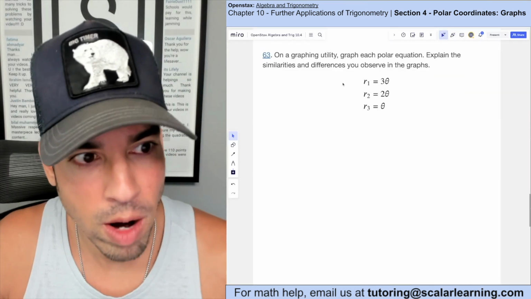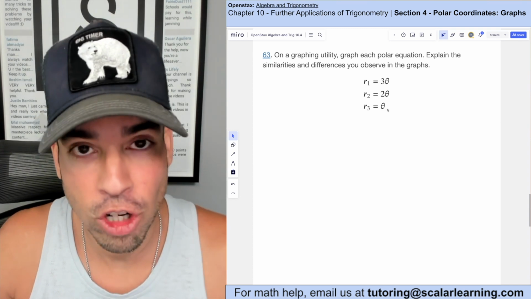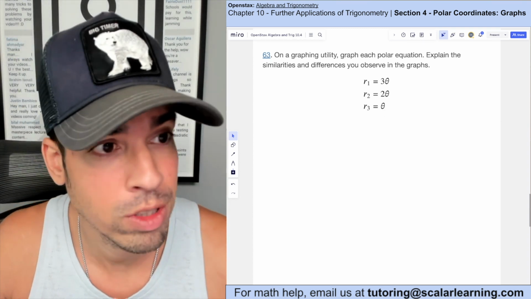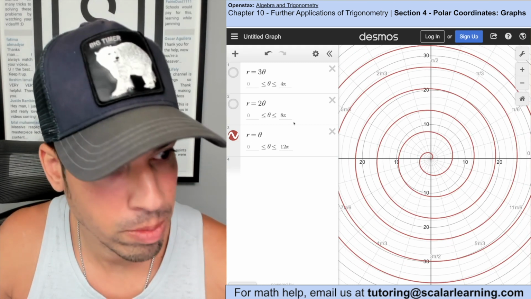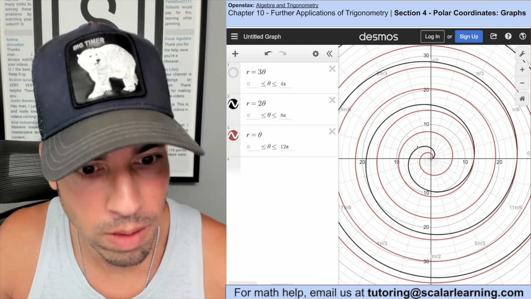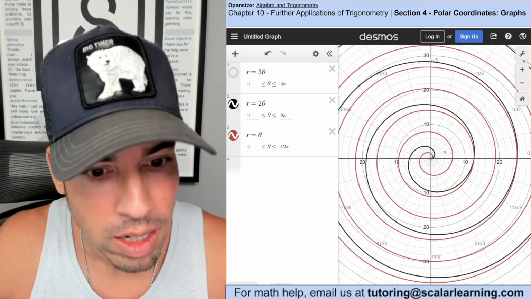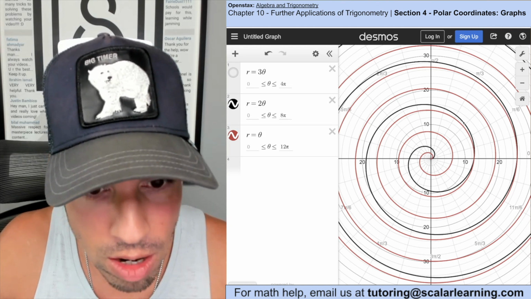So for these three, we're going to graph them on a graphing utility, aka Desmos, and then we'll compare. And if you remember, these should provide Archimedes spirals, so we'll see how the different coefficients affect the spirals. So I'm going to start with r equals theta. As we expected, it's a classic Archimedes spiral. Now we got 2 theta, and look what happens. It looks like it's been expanded, right? It's larger, it's bigger, so it's expanding out at a greater pace.